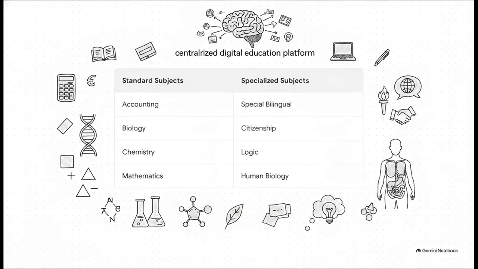Now, what's really interesting about this slide is the sheer diversity of the subjects they offer. Obviously, you've got your standard foundational subjects: accounting, biology, chemistry, math, the usual suspects. But look at the specialized subjects. We're talking special bilingual education, citizenship education, logic, human biology. They all have their own dedicated resources. It's absolutely crucial because it shows a real commitment to every single type of student. Nobody gets left behind just because they're taking a slightly more niche academic pathway.